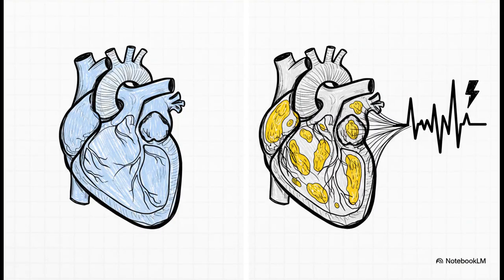The pathophysiology? Think of it this way. The right ventricular wall gets replaced by fat and fibrous tissue. We call it the fatty wall. And what does that lead to? A thin, dilated RV and, you guessed it, lethal ventricular arrhythmias.